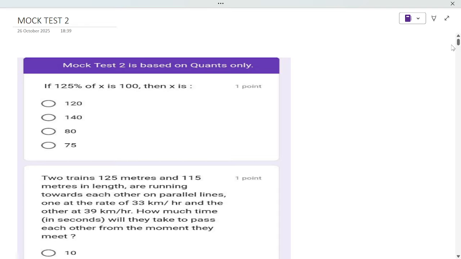Hello everyone, this is the solution from mock test 2. We have 50 questions in this mock, only quants.